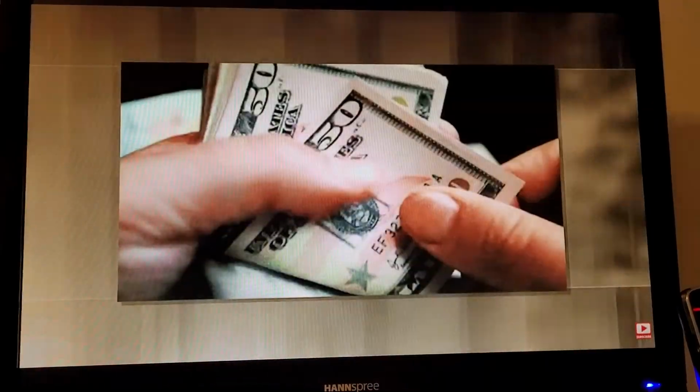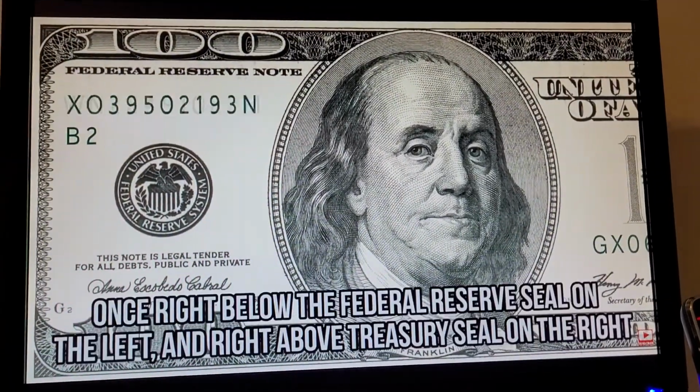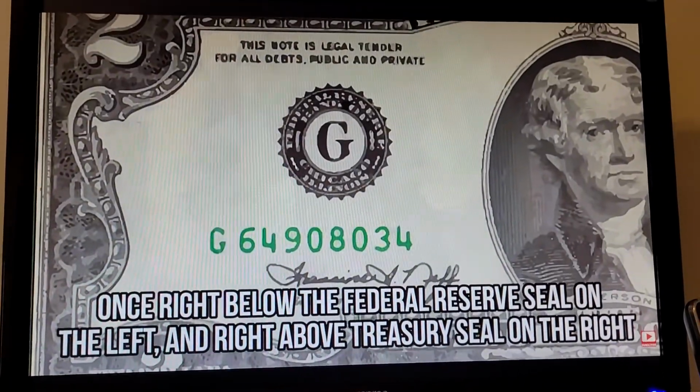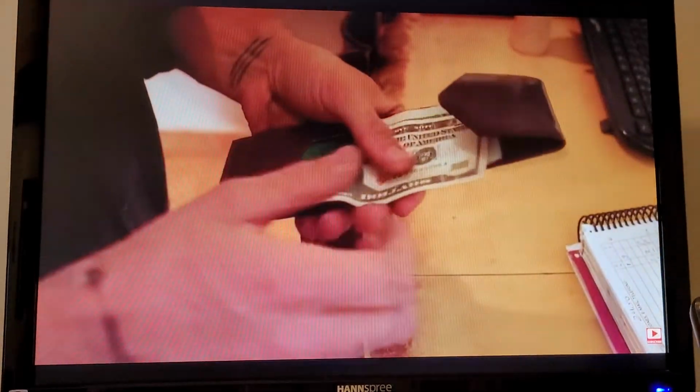Serial numbers. Speaking of numbers, let's have a closer look at the serial numbers you can find on the bill, and they actually appear twice. Once right below the Federal Reserve seal on the left, and right above the Treasury seal on the right. Here's a little secret on how you can easily spot if your bill is actually fake.